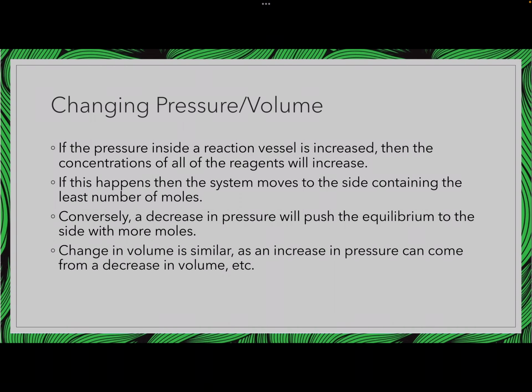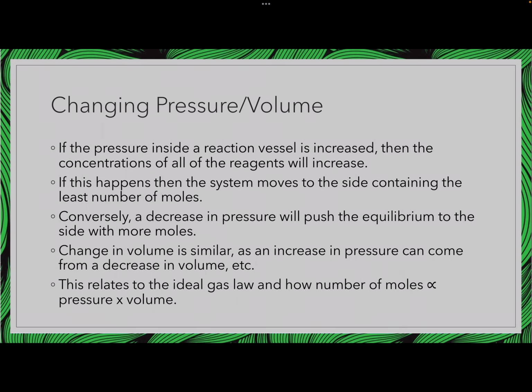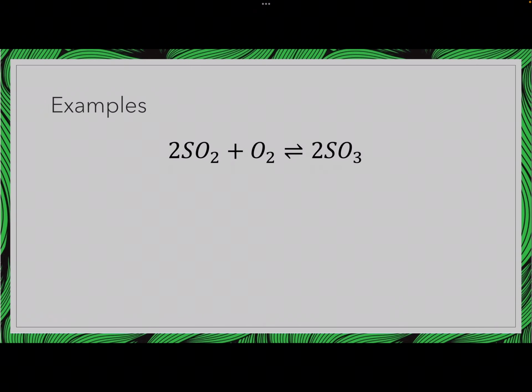Change in volume is similar, so if we reduce the volume, we're increasing the pressure. So it's the same thing. Reducing the volume increases the pressure, which means it moves to the side containing the lower number of moles. And this all relates to the ideal gas law and how the number of moles is proportional to pressure times volume at a given temperature.